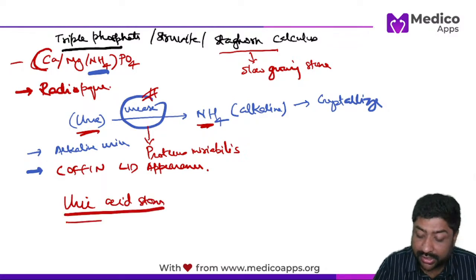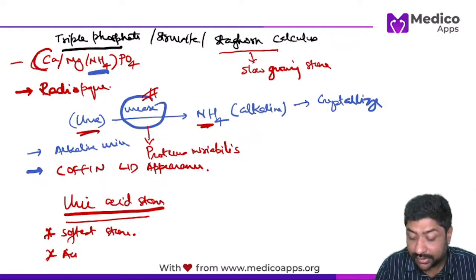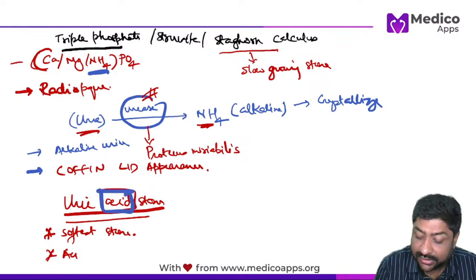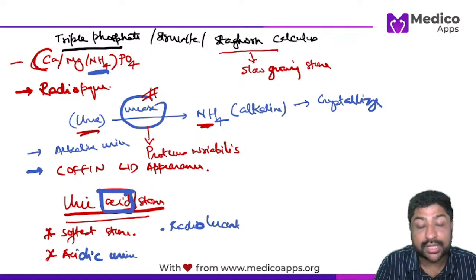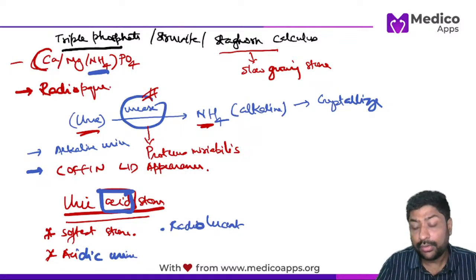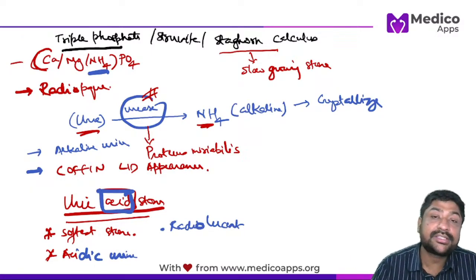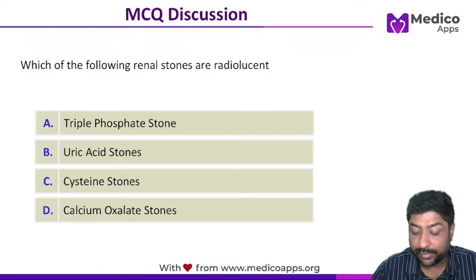Let's look at the next category of stone, that is uric acid stones. Uric acid stones are the softest stones. They are very soft stones. Because it is an acid, all of you can very easily see, they are found in acidic urine. We have already seen they are radiolucent. Only two stones are radiolucent: uric acid and xanthine. And there is either increased synthesis of uric acid or increased excretion of uric acid, and based on that you give whatever treatment.